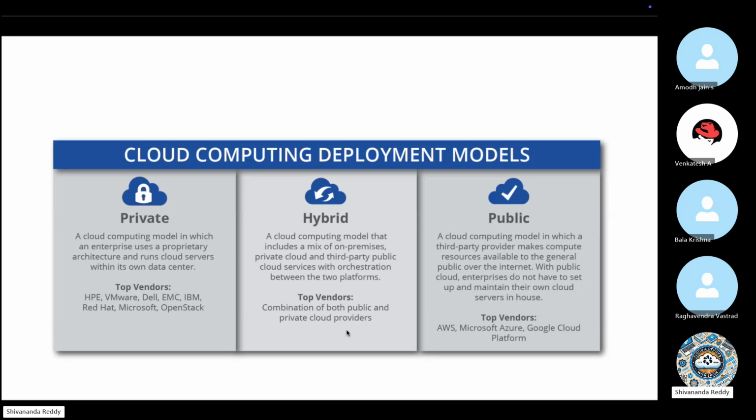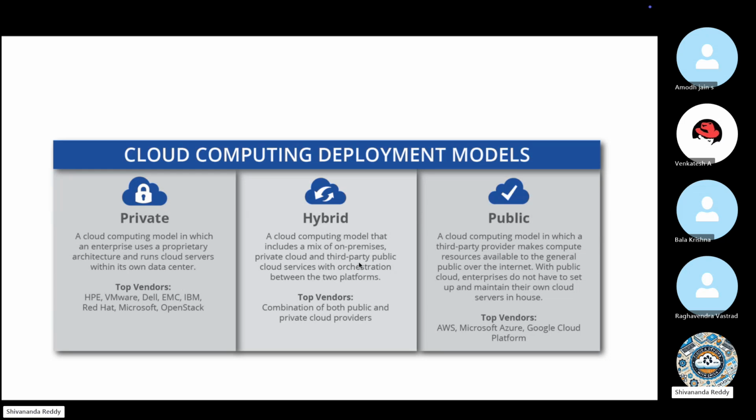This we discussed already. Private cloud is a cloud computing model in which an enterprise uses a proprietary architecture and runs the cloud servers within its own data center. For example, top vendors are HPE, VMware, Dell EMC, IBM, Red Hat, Microsoft, OpenStack. These are the best examples for private.